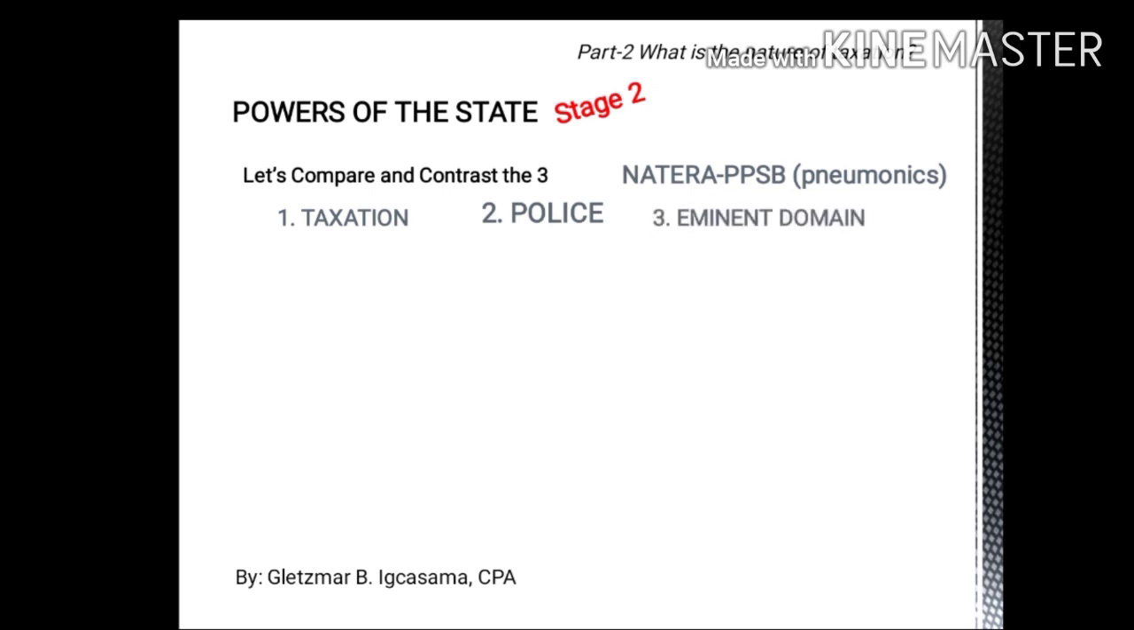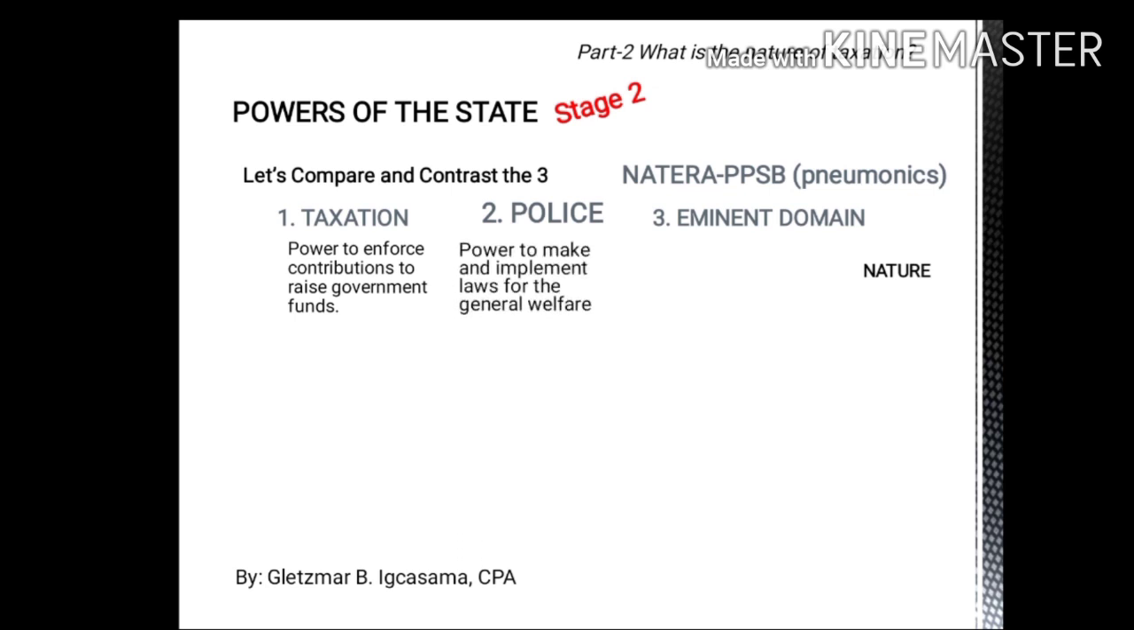So let's compare and contrast them as to N, nature. We have already discussed this. Taxation is the power to enforce contributions to raise government funds. The police power is the power to make and implement laws for the general welfare. And eminent domain is the power to take private property for public use with just compensation.